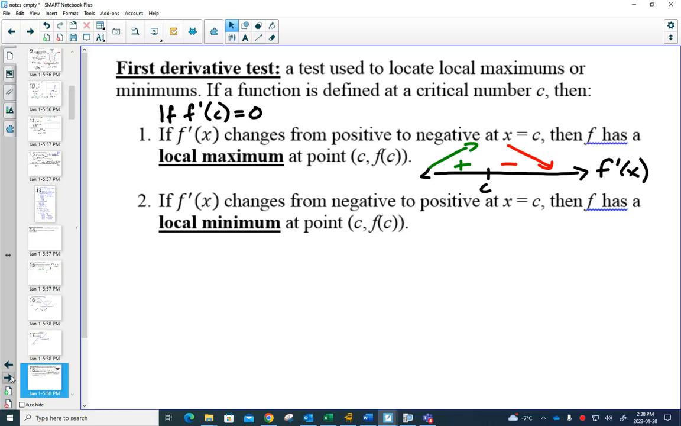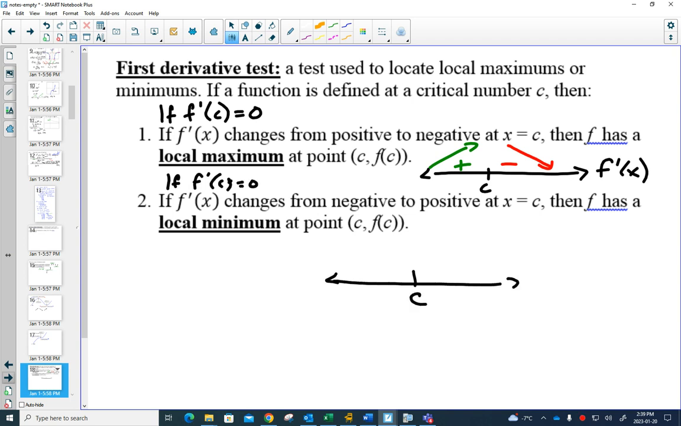Okay, this is officially the first derivative test. The first derivative test says if you find out that at point C the derivative is 0, and if it changes from positive to negative, then point C must be a maximum. Similarly, if f prime of C equals 0, you would have your number line for your derivative, and this time it changes from negative to positive, meaning that it was decreasing and then increasing.